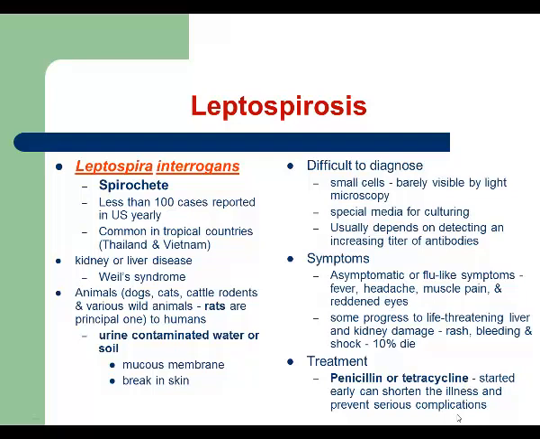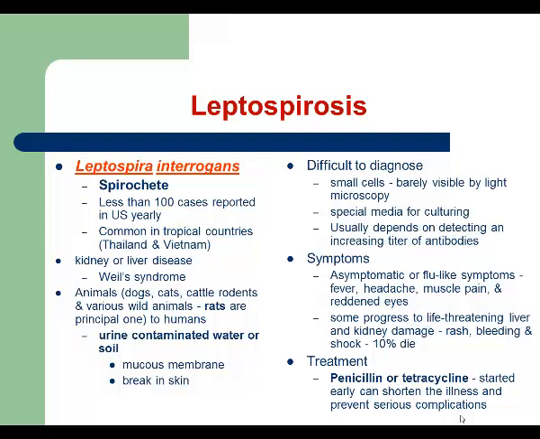The next infection we're going to talk about is leptospirosis, caused by Leptospira interrogans. Leptospira interrogans is a spirochete. It is a very small bacterium. It can barely be seen under the microscope. It has a lot of requirements for growth. So basically, the way we can diagnose this infection is by using an immunodiagnostic test, when we're looking for the presence of antibodies to this bacterium in a patient's serum.